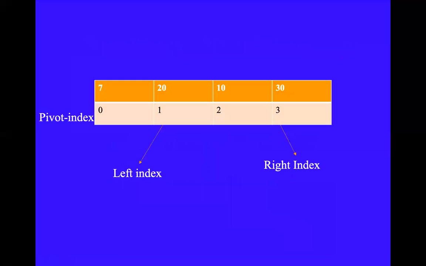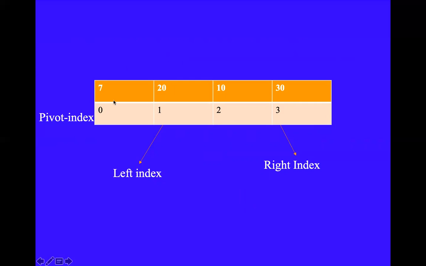So how can we do? From the 7, we need to check from the left for the big element. Okay, 20 is already a big element, it will be here only. In the right index, we need to check for the small element. Just check it out. 30 is not small, 10 is not small, and 20 is not small. So 7 will be the small element.